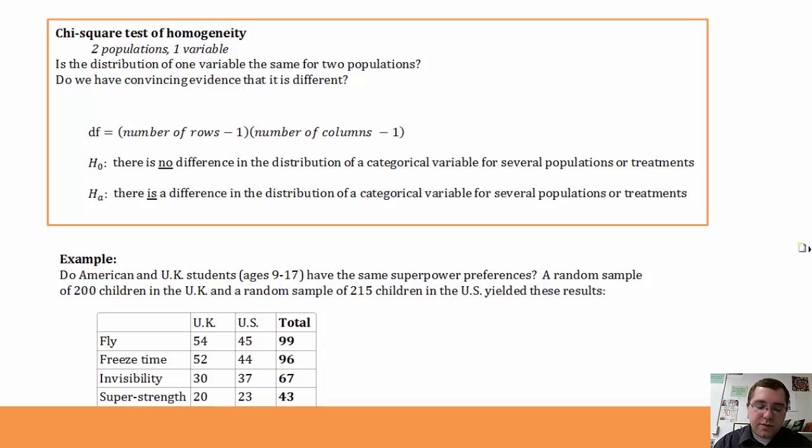The null hypothesis for a test of homogeneity is that there is no difference in the distribution of a categorical variable for several populations or treatments. So that the distribution is the same for both populations. The alternative hypothesis is that there is a difference. So we're trying to find evidence to say that they are not the same, that they do not agree.